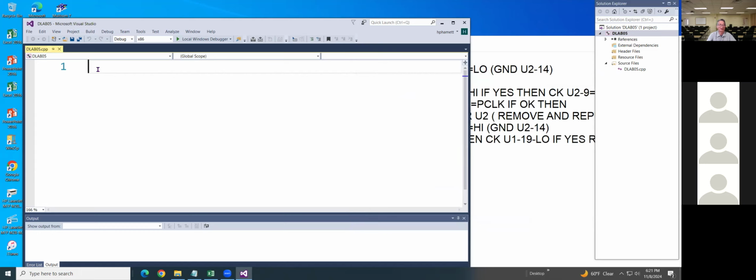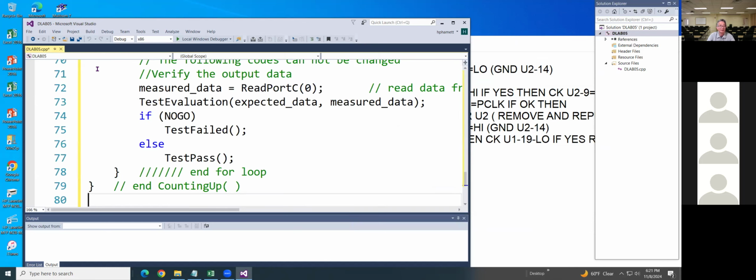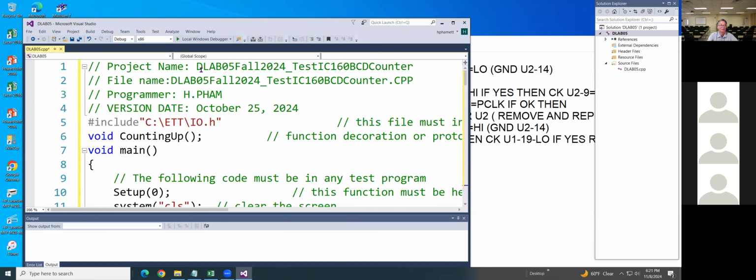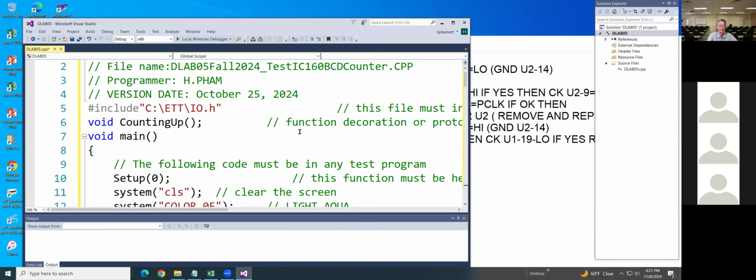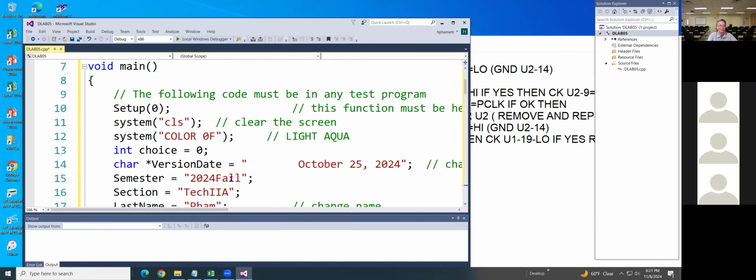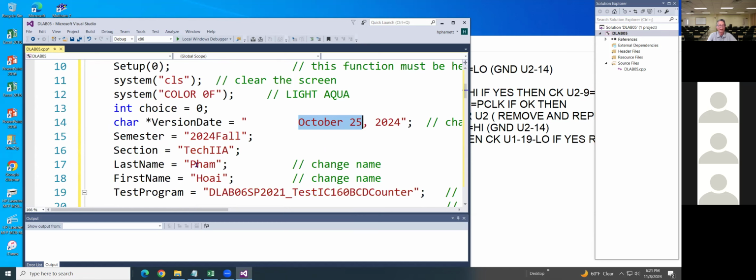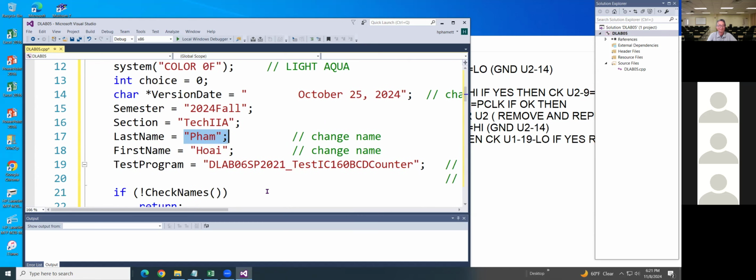Okay. Now you already copied from Excel, so Control V. Paste them. Everything here, you can change the date you want, like the day you're doing. Change to your name, not my name. And D lab 05, whatever.